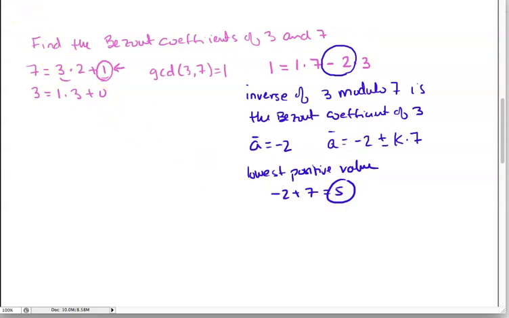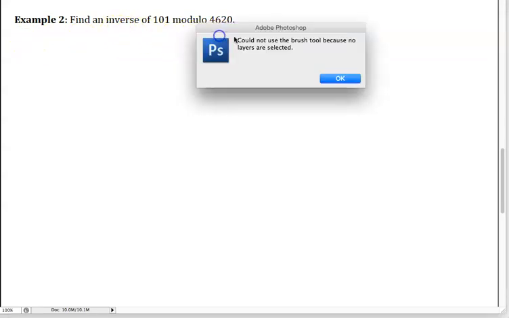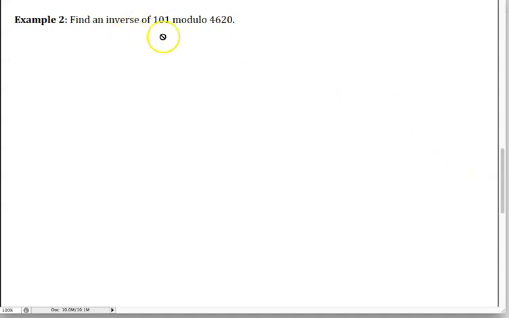All right. So let's look at another example where we find the inverse with larger numbers. Okay, so let's look at this example. Find the inverse of 101 modulo 4,620. So this is like my A and this is my M. Okay, so we need to find the Bezout coefficients because comparing multiples is not so practical anymore. All right, so we're going to find the GCD first with the Euclidean algorithm. Right, so we're going to start with the larger number and divide until I get a remainder of 0. So we're gonna follow through a few steps.